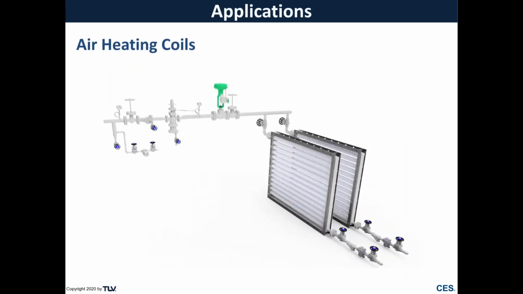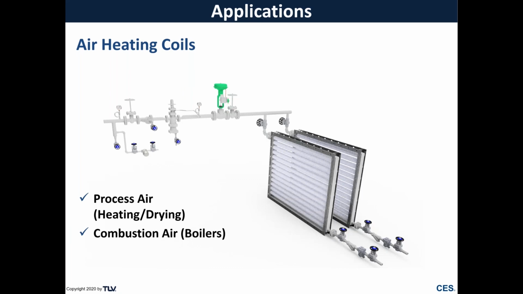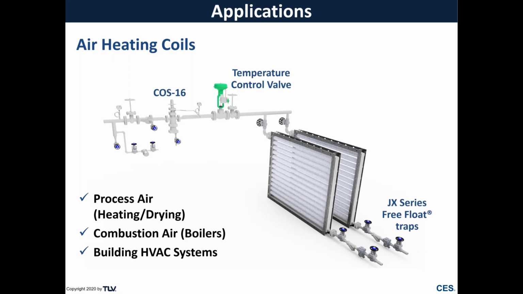Another application where PRVs are often used is on low-pressure steam coils for heating air. Typical applications might include process air coils for heating or drying a product, combustion air preheat coils at the boilers, and building heating systems. Most of these applications might also include a temperature control valve, which modulates the flow of steam to the coils to control the exiting air temperature.